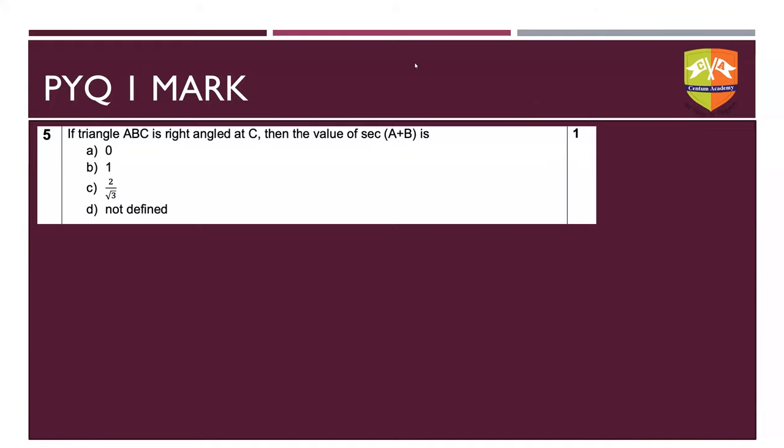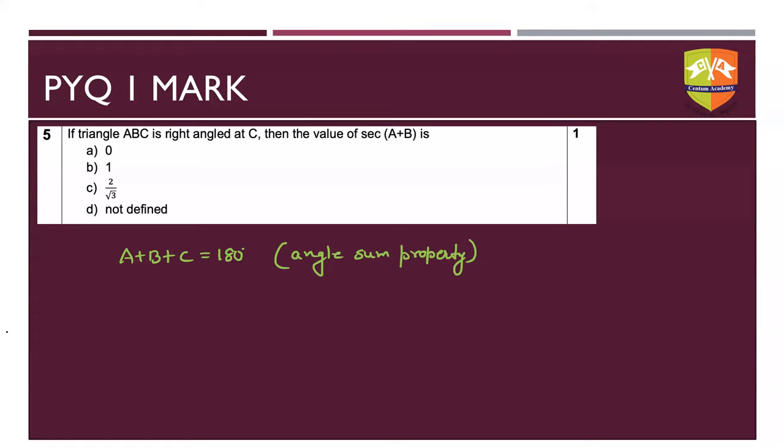This was from previous year question papers. So one mark: a triangle ABC is right angled at C, then the value of secant of A plus B is? Right angle at C, so A plus B is 90 degrees. Since it was an MCQ, we don't need to solve it. But let's say it is asked as a one mark question in the current format. So a triangle ABC is right angled at C, so A plus B plus C is equal to 180 degrees, by the angle sum property.